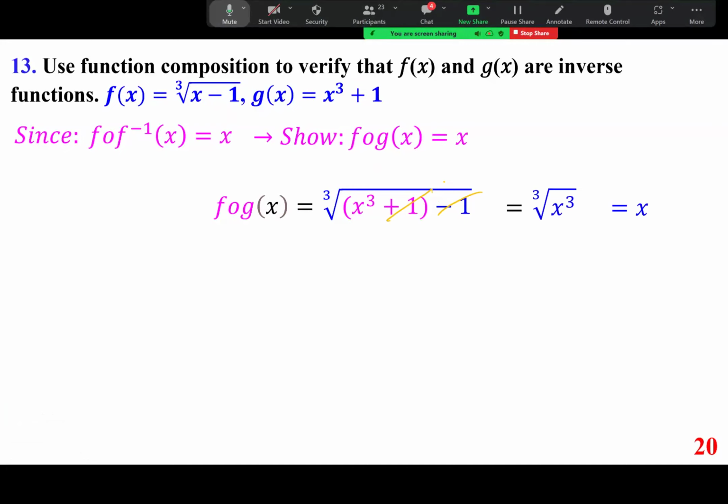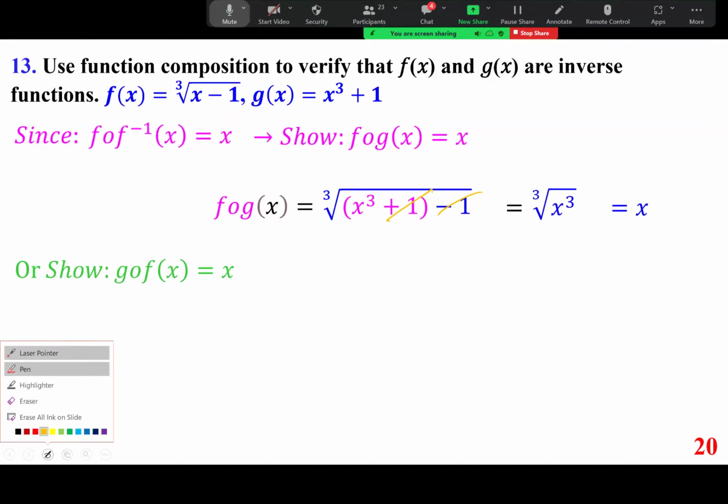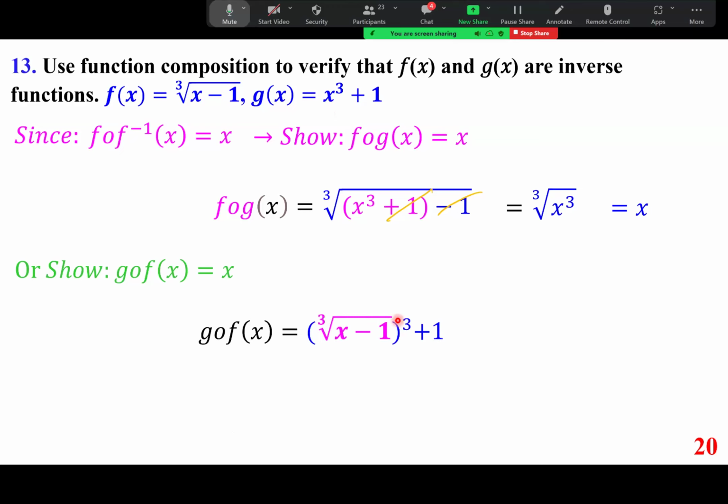You don't have to show GOF, that's good enough, but just for the sake of practice, if we put GOF, that means instead of x, put cube root of x minus 1. This is being raised to the power of 3, so it becomes x minus 1. 1 and negative 1 cancel each other, we get x.